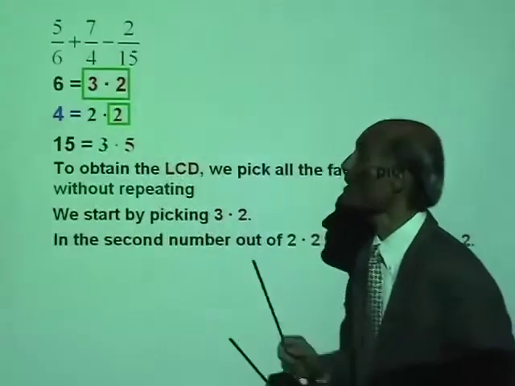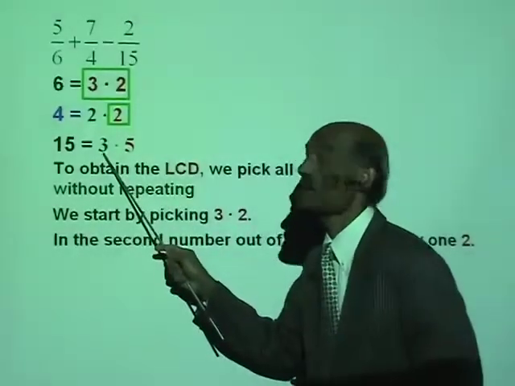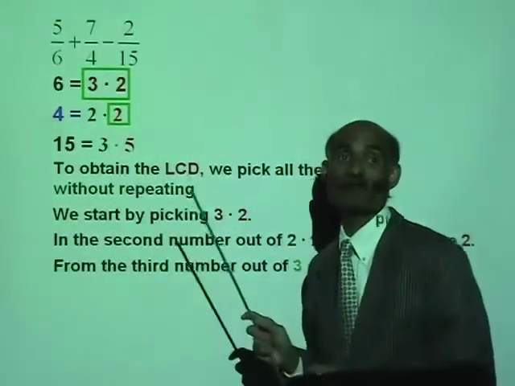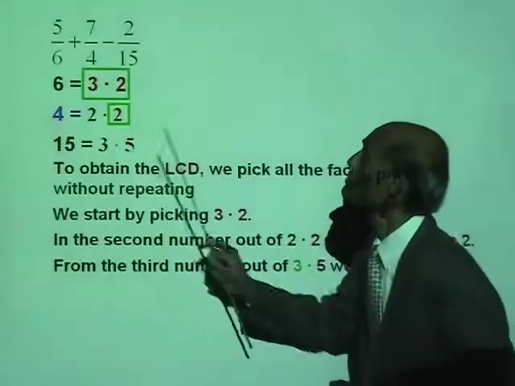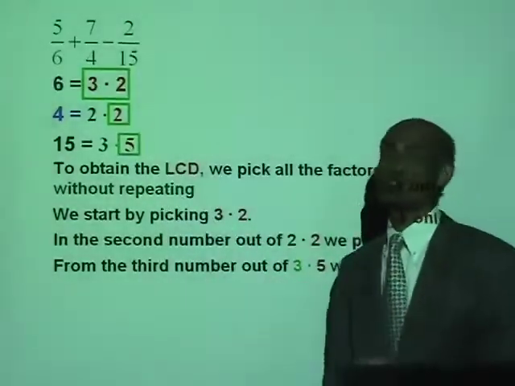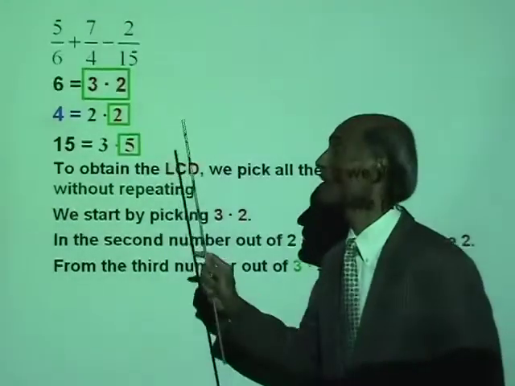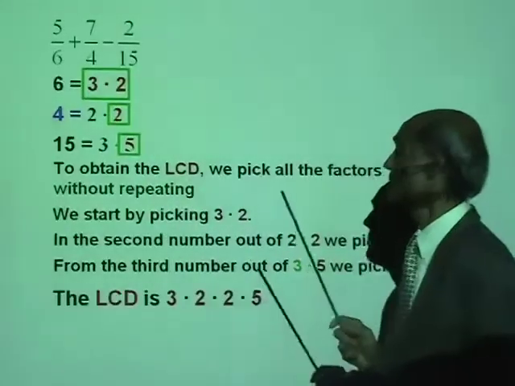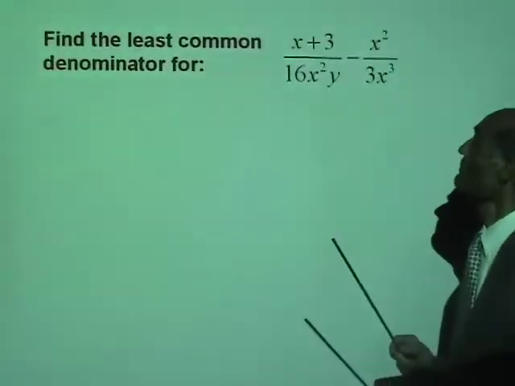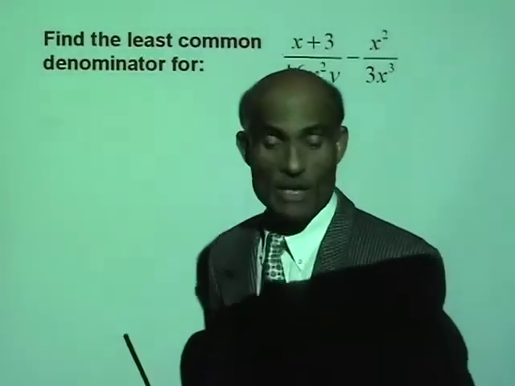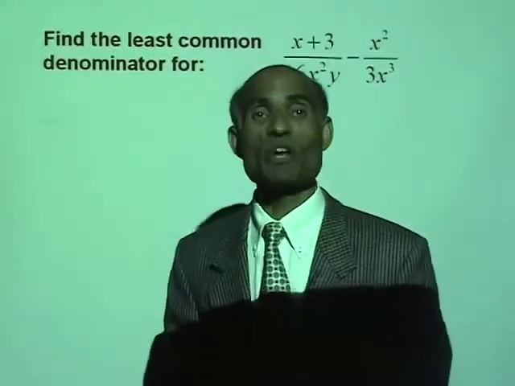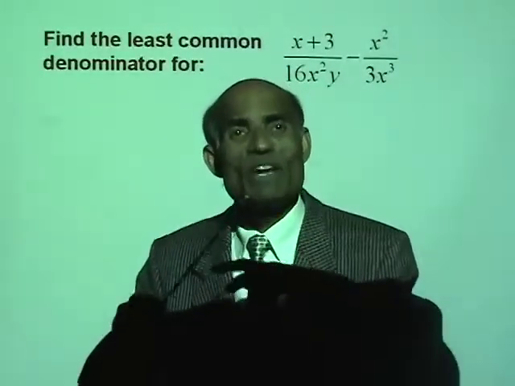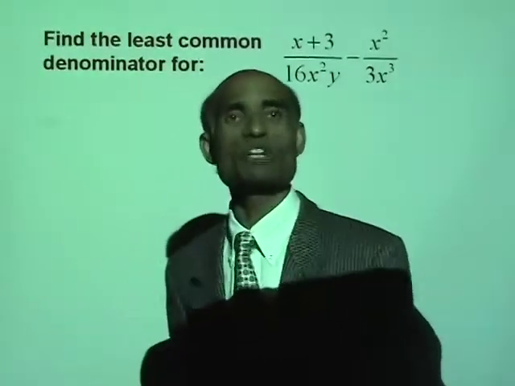And now we come to the third number and look at 3 and say, yes, I have picked a 3 already, therefore I don't need it. And therefore I will pick that 5. And so, what is my LCD? The LCD is 3 times 2 times 2 times 5. And what is that equal to? Well, in this particular lesson, we are not going to multiply and get the LCD in one number. We will leave it in the factored form.